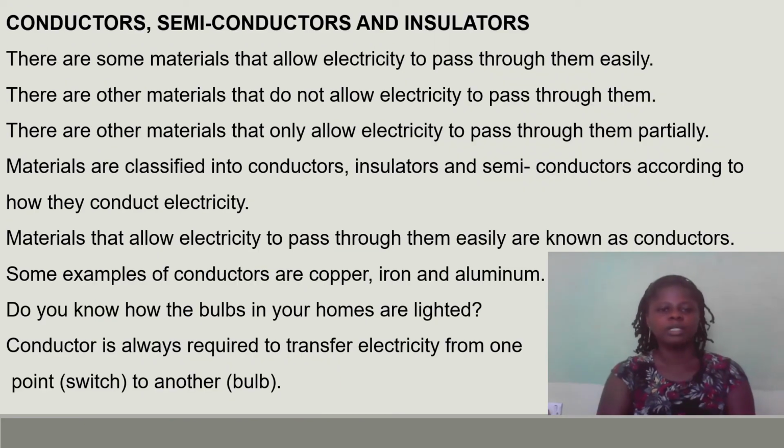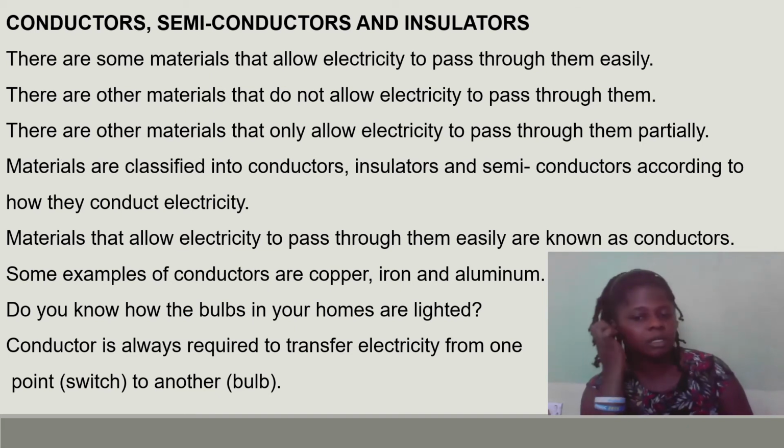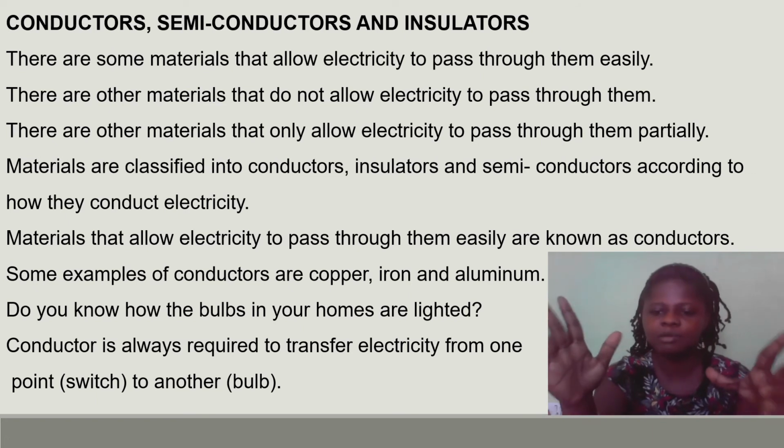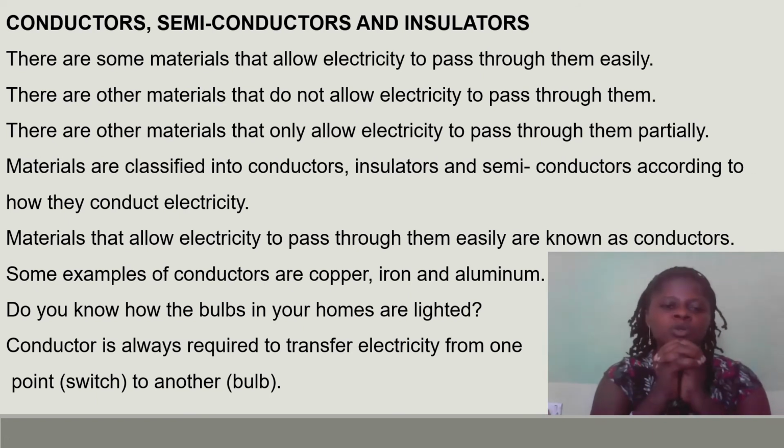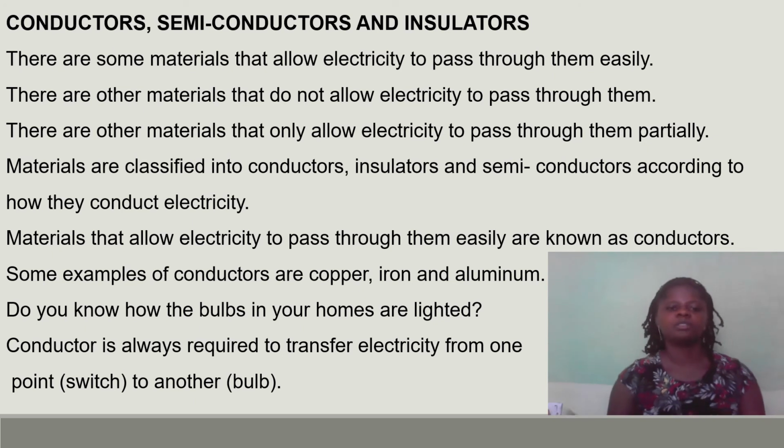Now let's look at conductors, semiconductors, and insulators. There are many materials that allow current to pass through them very easily. Others do not allow current to pass through them, and there are others that only allow electricity to pass through them partially, not completely. Sometimes it will allow, sometimes it won't. So materials are classified into conductors, insulators, and semiconductors according to how they conduct electricity.